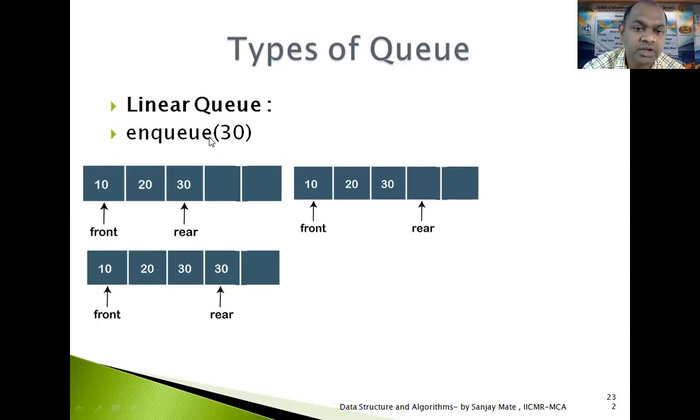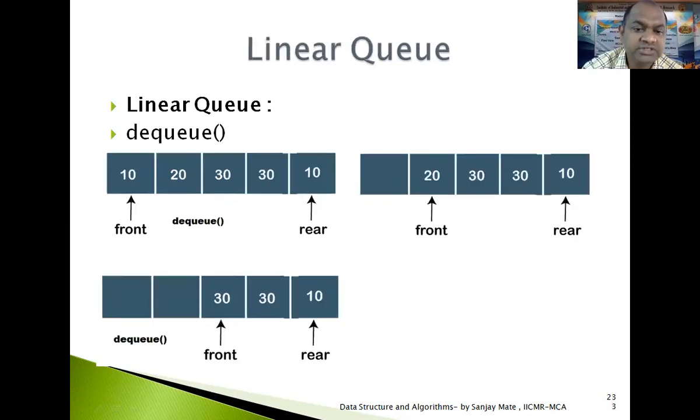See in the queue, if I want to insert 30, it will be inserted here. After that, if I want to insert one more 30, I first increase the rear, and then 30 will be inserted. So this is the first step: first of all, check whether the queue is empty or full. If the queue is not full, then increase the rear and insert the value.